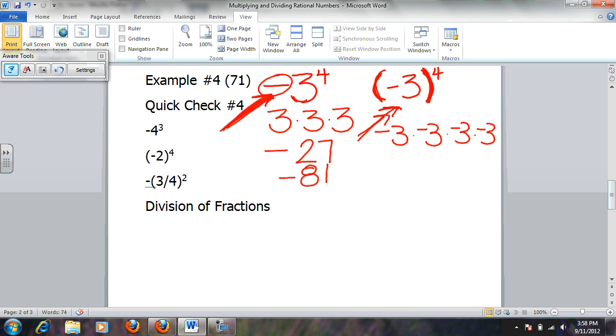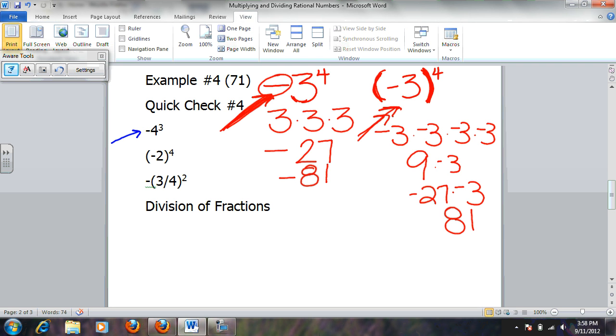Negative 3 times negative 3 is positive 9. Positive 9 times negative 3 is negative 27. Negative 27 times negative 3 is positive 81. Let's look at these additional examples.